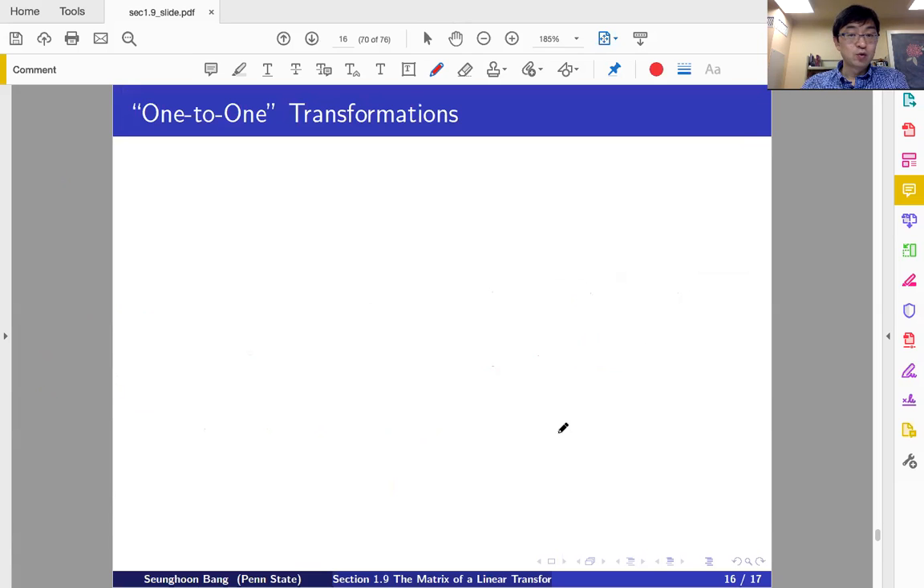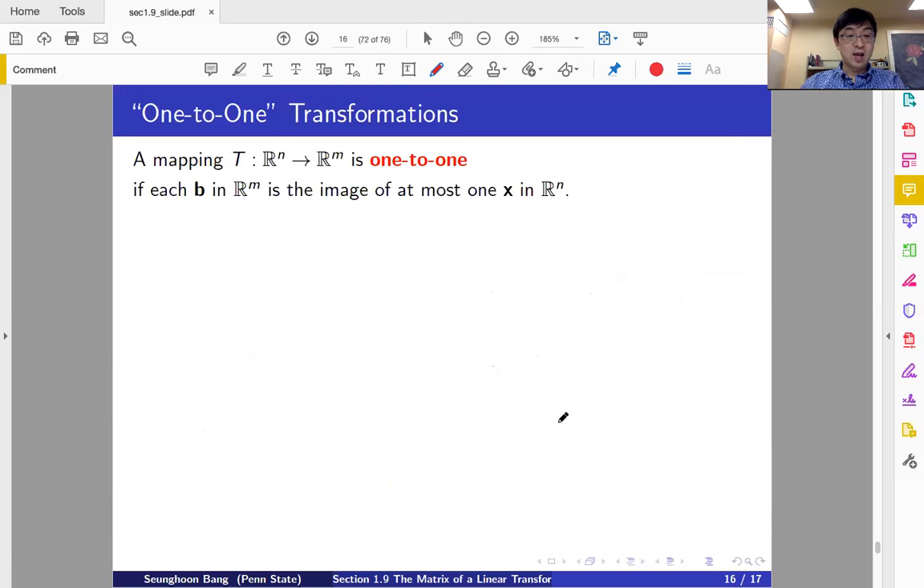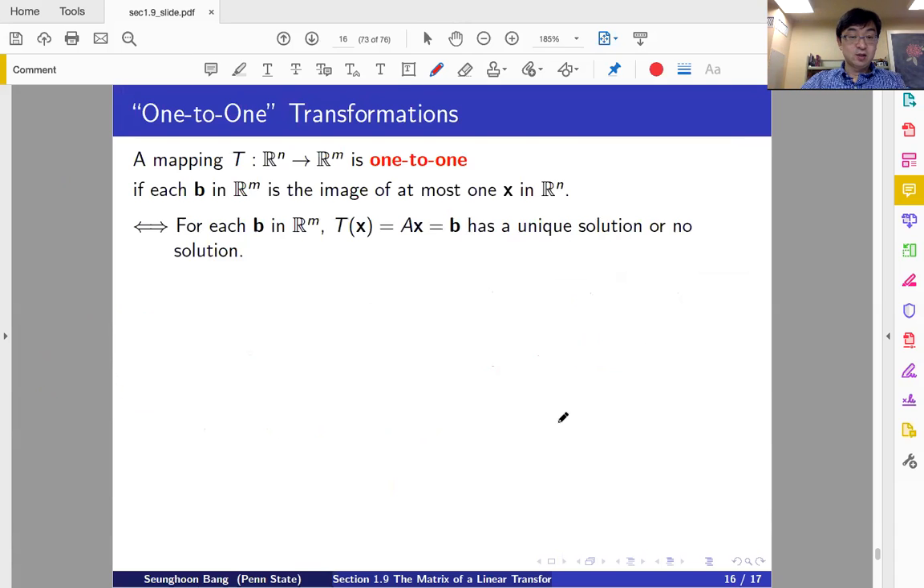So next one, one-to-one. The mapping T from Rn to Rm is one-to-one if each b in Rm is the image of at most one x in Rn. For each b, Tx = b has a unique solution or no solution. It doesn't matter which. We call that one-to-one. So what does it mean? Each column has a pivot. This is the main part.